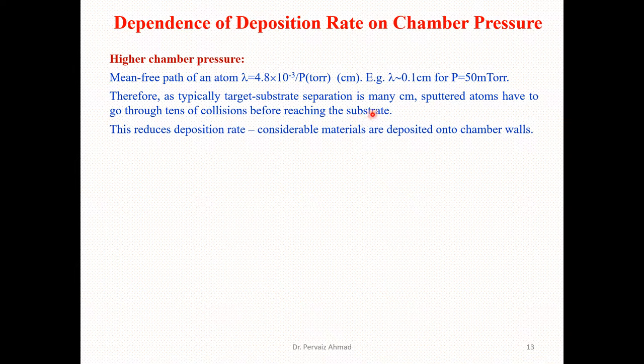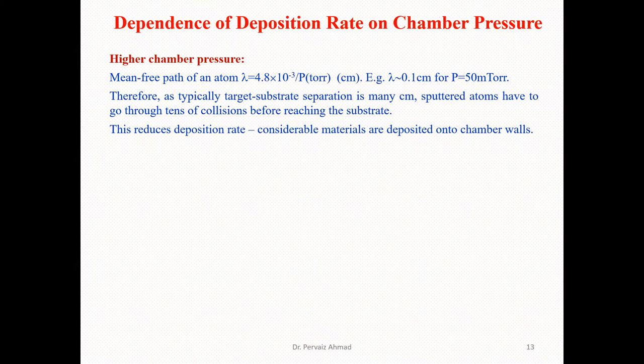What it means is that the sputtered atoms have to go through tens of collisions before reaching the substrate, so this will reduce the deposition rate. We have sputtered atoms, but before reaching the substrate they will have tens of collisions, and these collisions will result in a reduced deposition rate. Considerable material is deposited on the chamber wall.